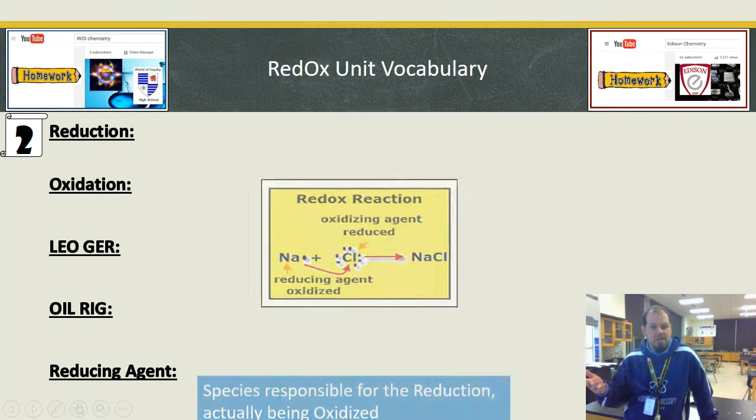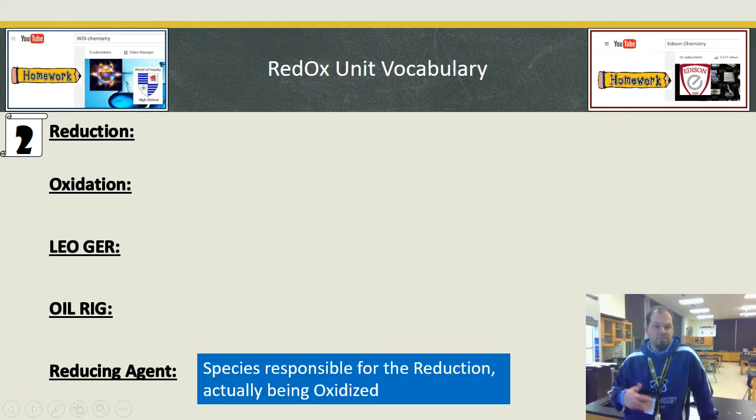The oxidizing agent obviously is reduced. It's the opposite. So it's the species responsible for the reduction. So he's the one actually being oxidized. Remember, these things go hand in hand. They're equal and opposites. It's like yin and yang. We can't have one without the other.